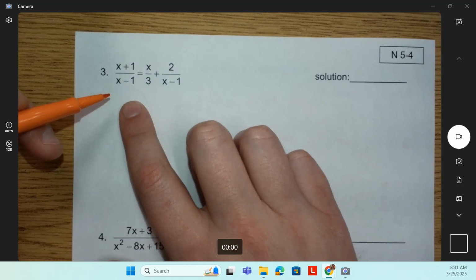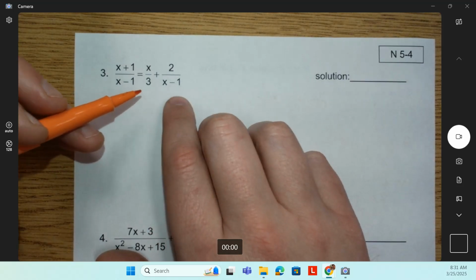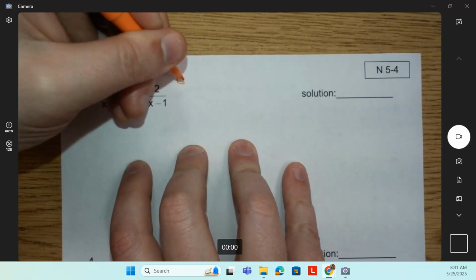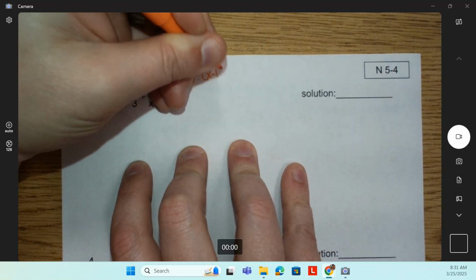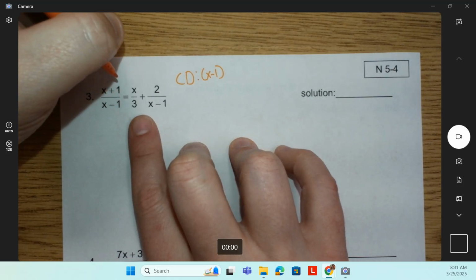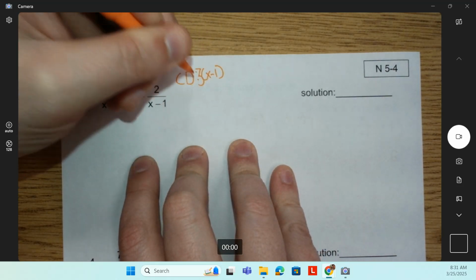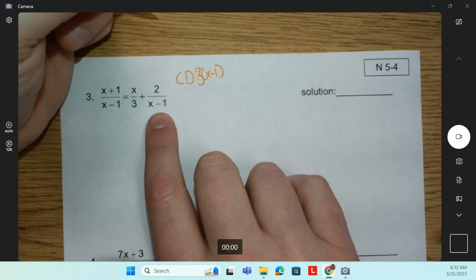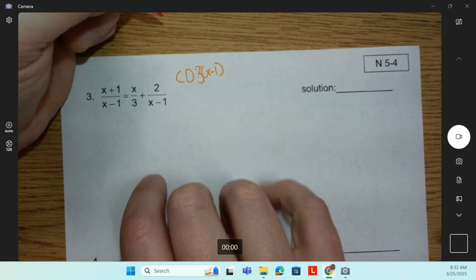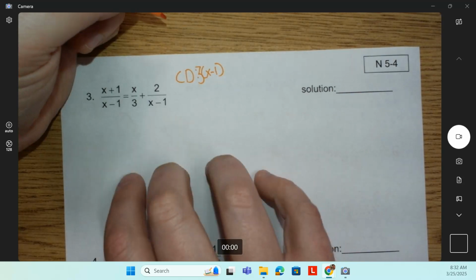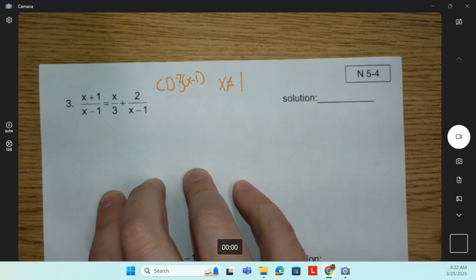On the one I've got here, I've got an x minus 1, a 3, and an x minus 1. So my common denominator, I've got an x minus 1. My 3 there, it does not have. So let's put the 3 up front. So 3 times x minus 1. And I don't need any more, I already got an x minus 1 there. And the only thing it's not going to be allowed to equal is a positive 1.